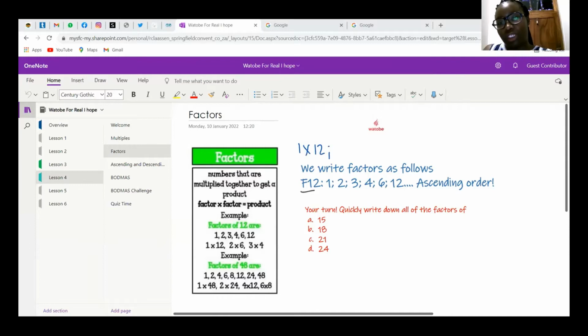Phoebe, can you give me 2 other factors? Is it Phoebe? I hope I'm saying your name correctly. Can you unmute for me? I think your name is spelled Phebe.